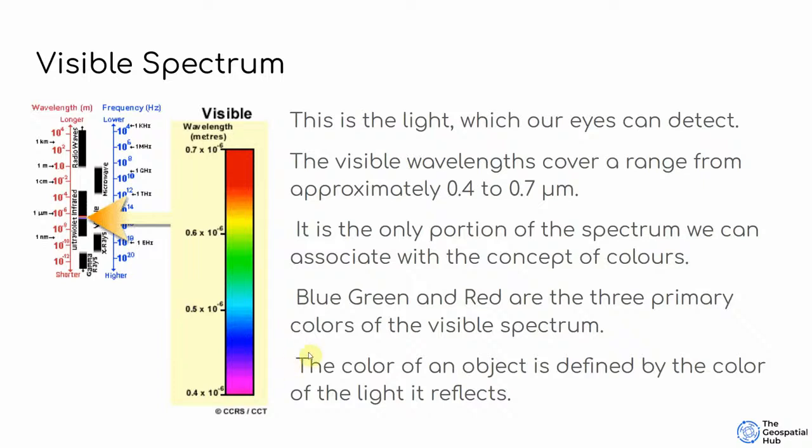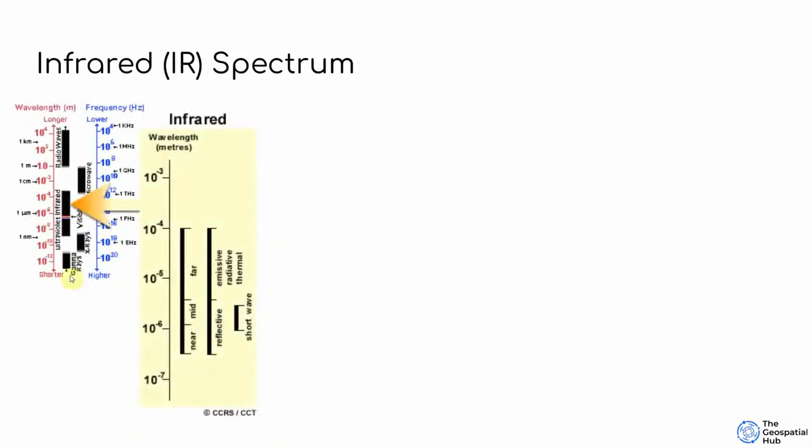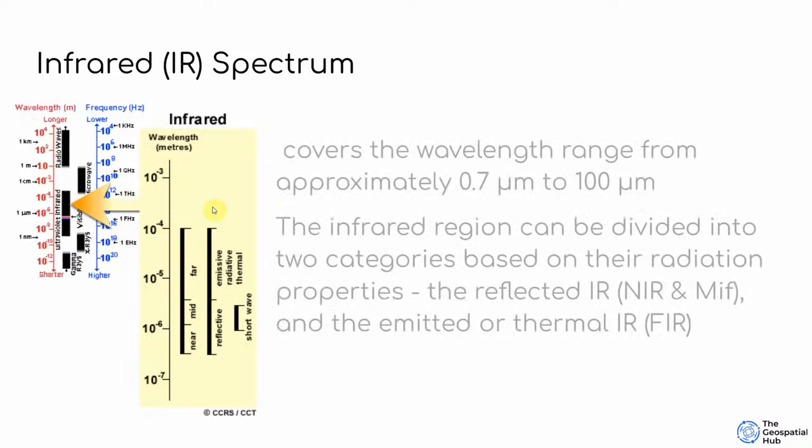So we'll be moving on to the infrared portion of the spectrum. So we have the infrared spectrum. Again, this is the electromagnetic spectrum, and this is just trying to elaborate what we have here for the infrared portion.